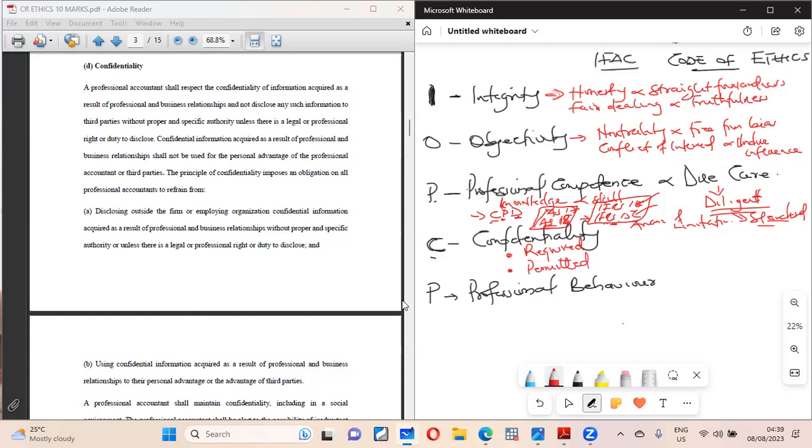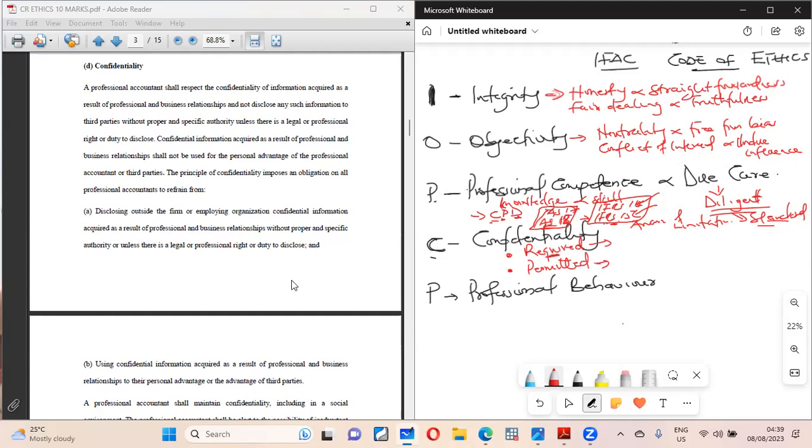In terms of disclosure of information, there are instances where you are required to disclose the information. You don't need permission; you are required. And there are instances where you need permission, where you are permitted.